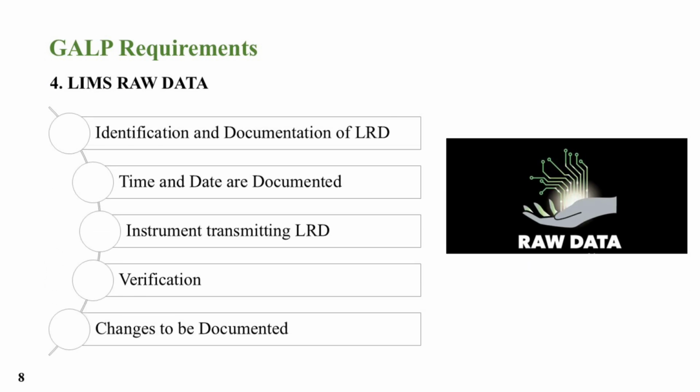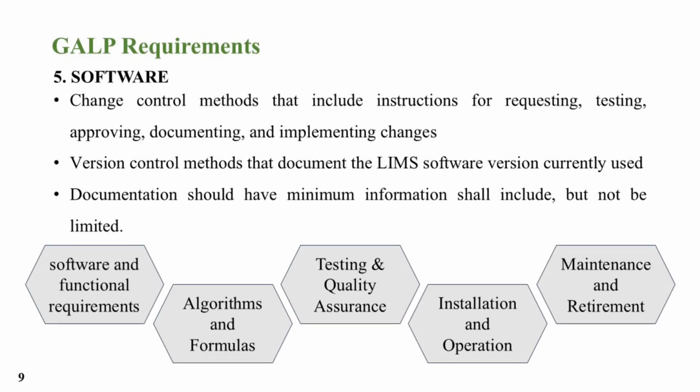Raw data is the original data collected from experiments. GALP requires that this data should not be changed, should be stored safely, and should be available for review. This helps maintain transparency and trust. The software used in laboratories must be carefully managed. This includes testing the software before use, keeping track of software versions, and recording any changes made. Proper documentation ensures that everything is clear and traceable.